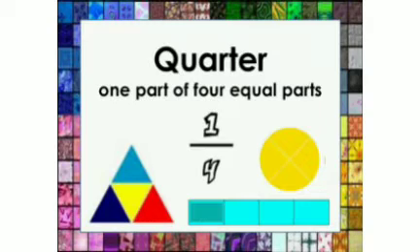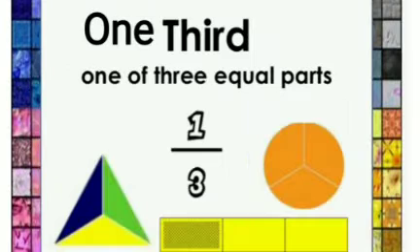Quarter. Quarter is one part of 4 equal parts. See here, each picture is divided into 4 equal parts, out of which you have to consider only one part. That is, quarter can be written as 1 by 4. 1/3. One of 3 equal parts. See here, each image is divided into 3 parts, in which one part you have to consider. This can be written as 1 by 3.